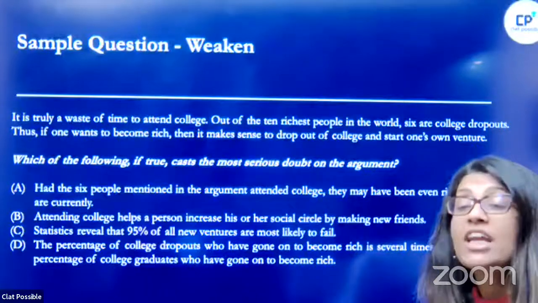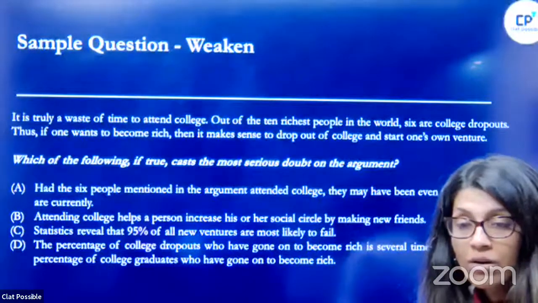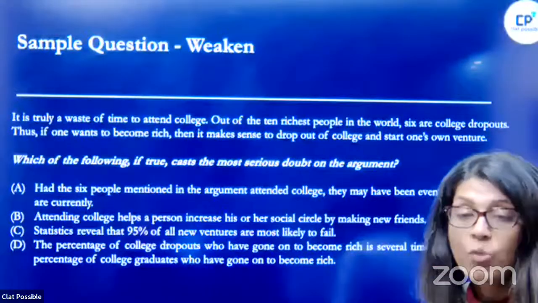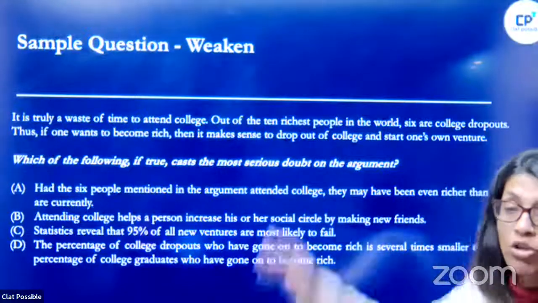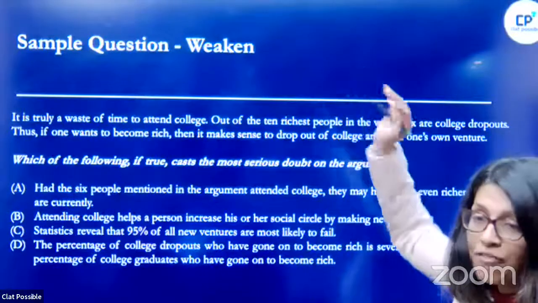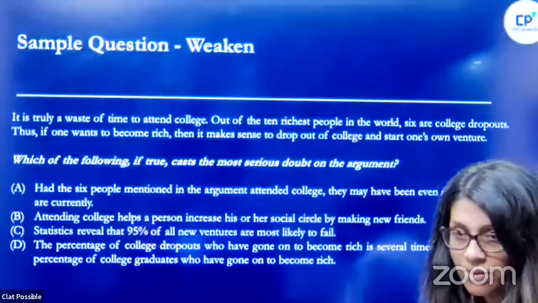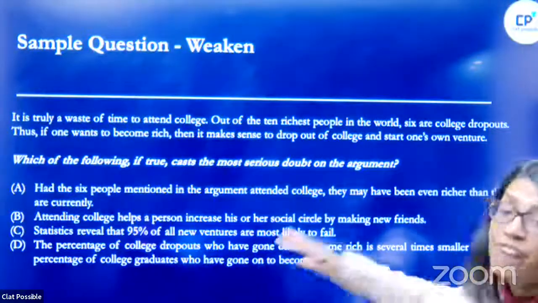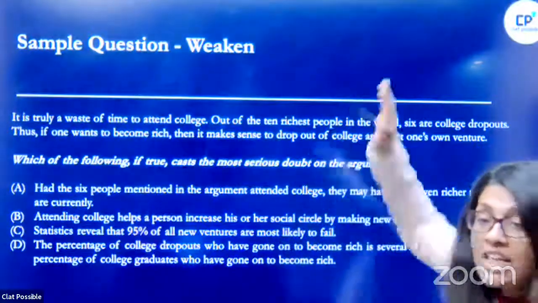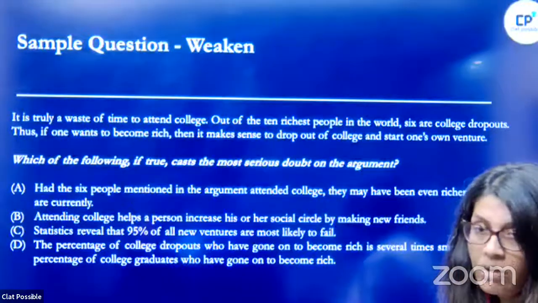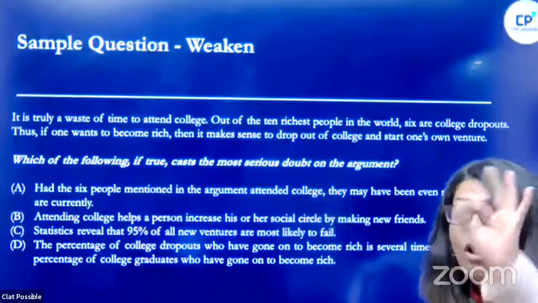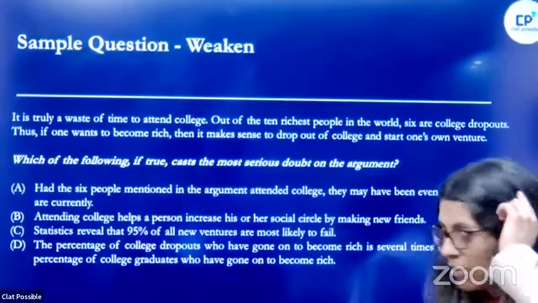That means I have to bring in a new figure, which is better than this figure to prove my point. So this figure is correct. It is only of 10 rich people in the world. But D gives me a better figure and disproves the conclusion. This is a classic example of weaken the argument.